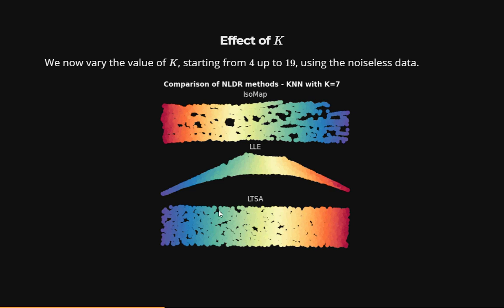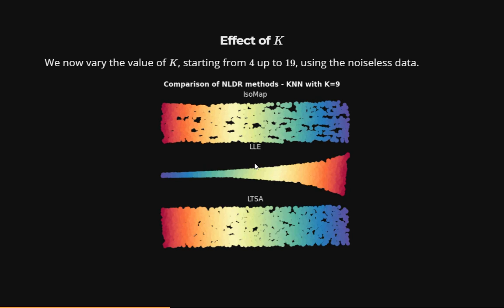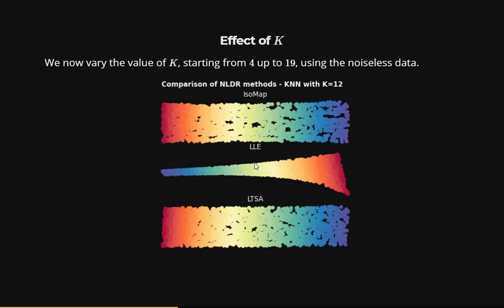LTSA is nice. LLE is kind of getting out of the one-dimensional representation, but not really. At least the gradient is right. Now, for k equal 8, we get the picture we saw before. Obviously, this is squeezed because I had to reduce the dimensions. No, it was 12 before, not 8, so not really. Now 9, 10, 11, 12. This was the one we saw before.